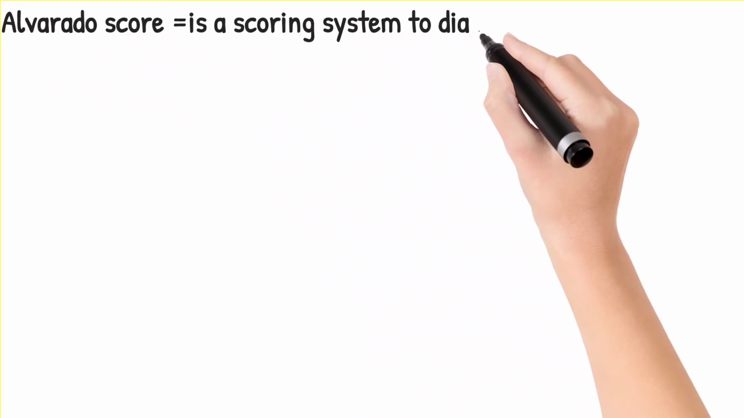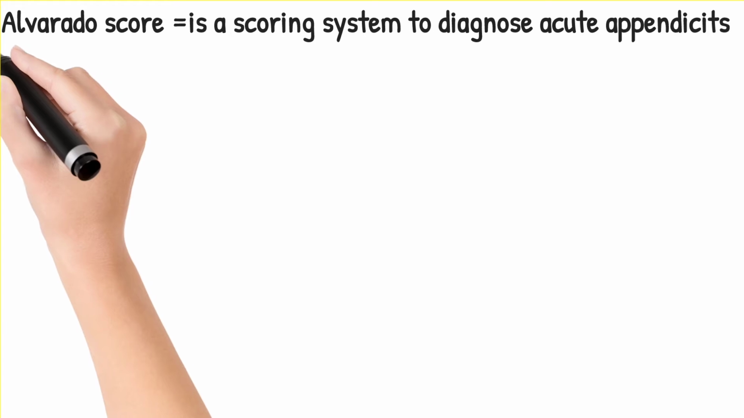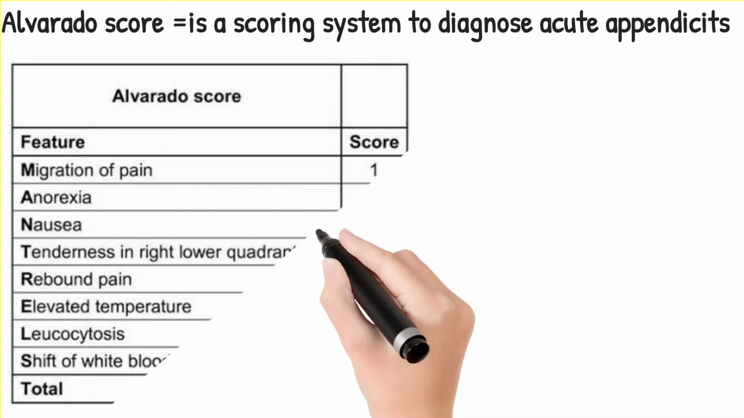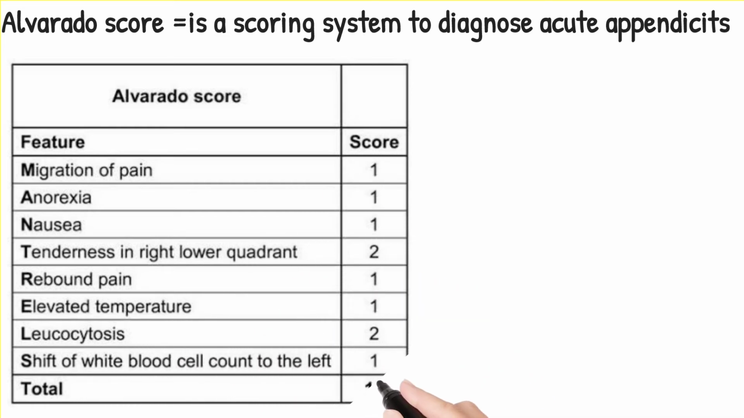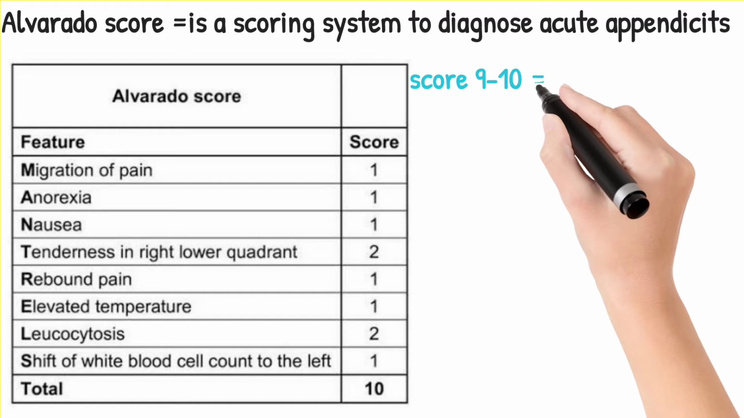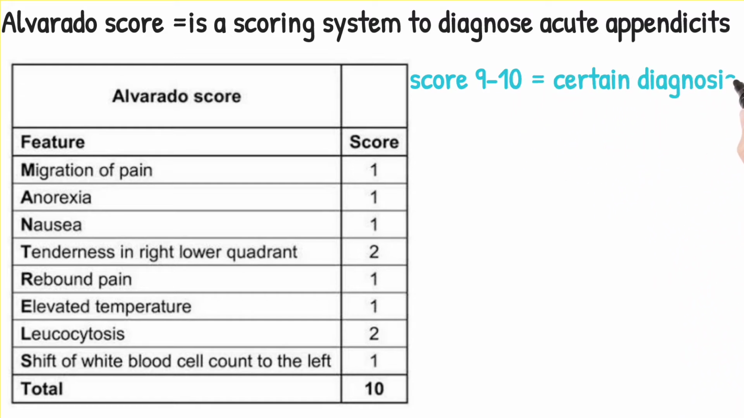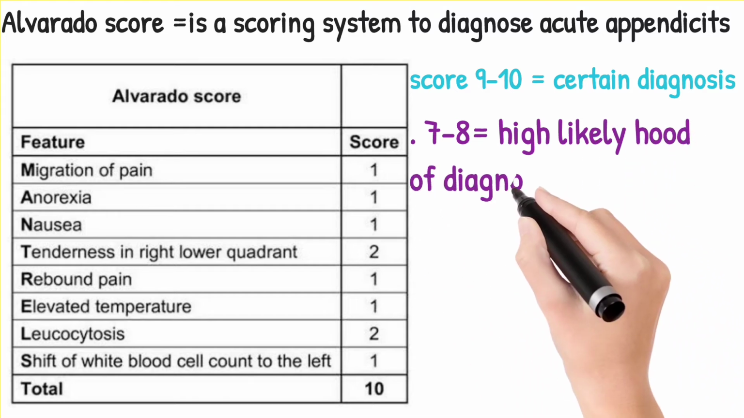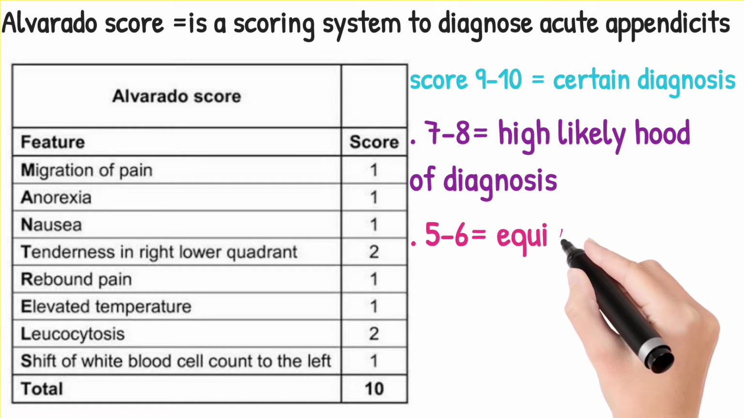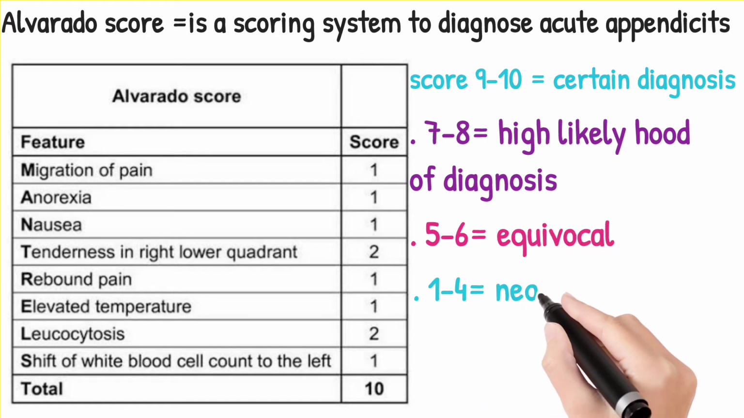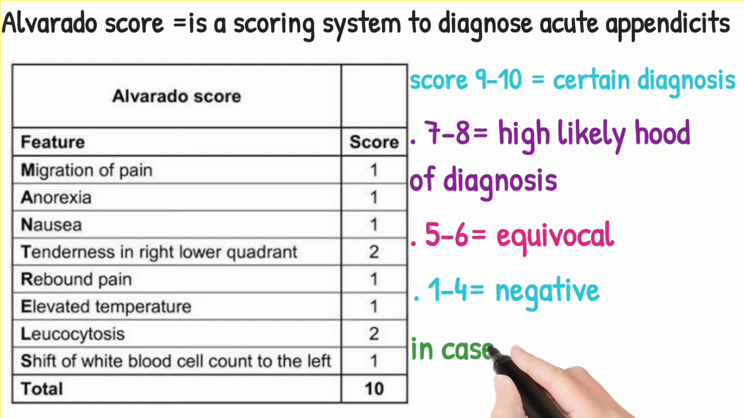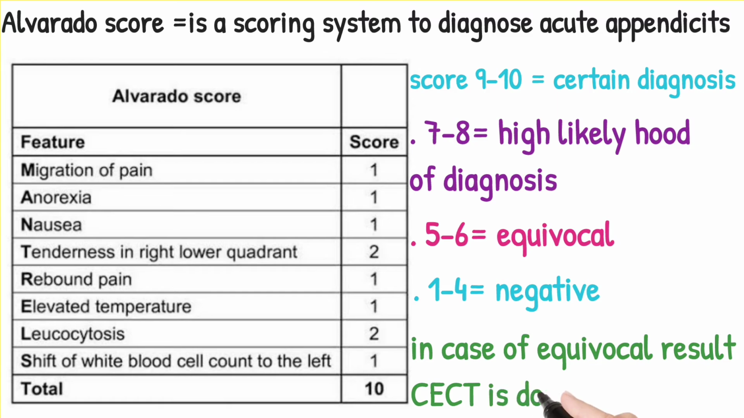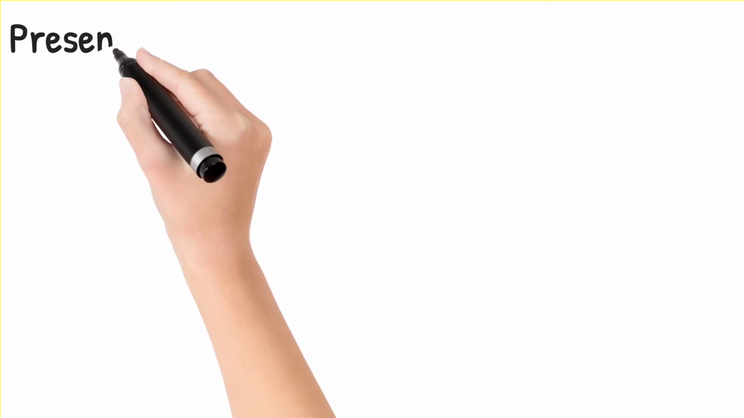Alvarado score is a scoring system to diagnose acute appendicitis. We remember this score with the help of a mnemonic called MANTRELS. Now, if the score is 9 to 10, we are certain that diagnosis is acute appendicitis. If the score is 7 to 8, there is high likelihood of diagnosis. 5 to 6 score is equivocal. 1 to 4 score, result is negative. In case of equivocal score, we have to do CECT abdomen to confirm the diagnosis.